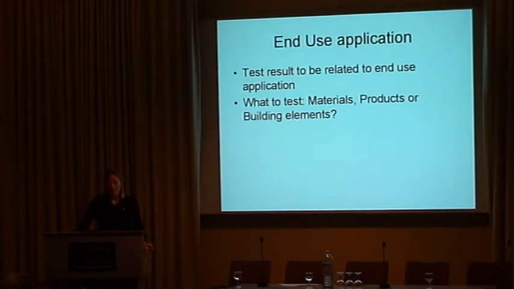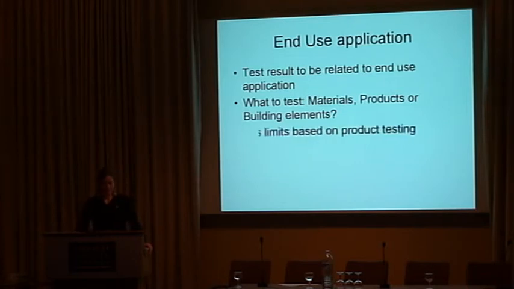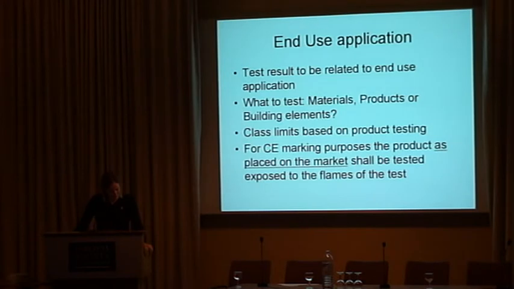That was a long discussion, and believe me, this was close to derailing what I would believe is the only way of having safety in the Euroclass system. Some people argued strongly that we should test building elements in the SBI. Luckily enough, some people went back and looked at the history, which I went over with you in the beginning, and saw that the class limits had been based on product testing, not on material testing, not on testing of building elements. So finally, one of the CEN consultants came out and said, for CE marking purposes, the product that's placed on the market shall be tested exposed to the flames of the test. I breathed a sigh of relief, because if we had tested only the finished building elements, all construction products would have had the same classification.